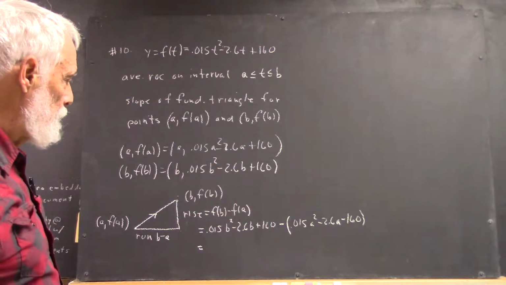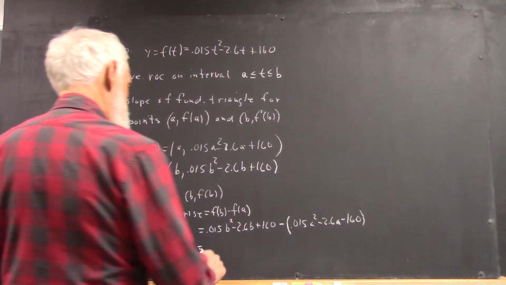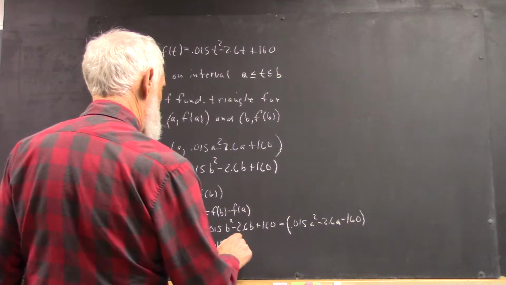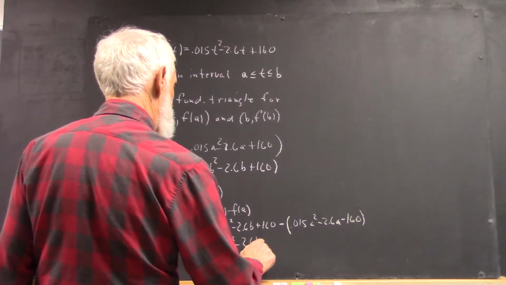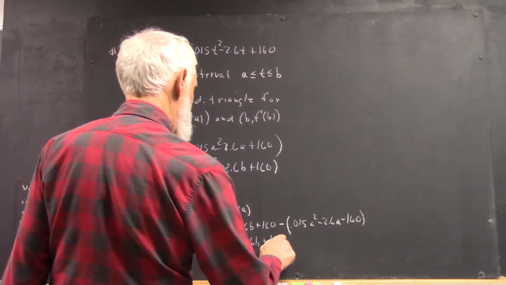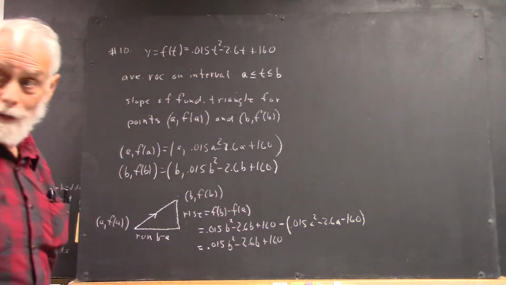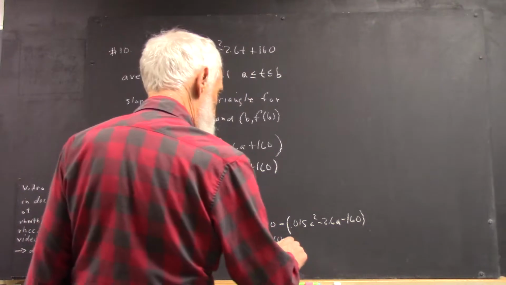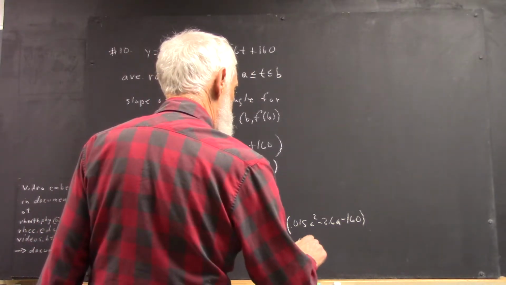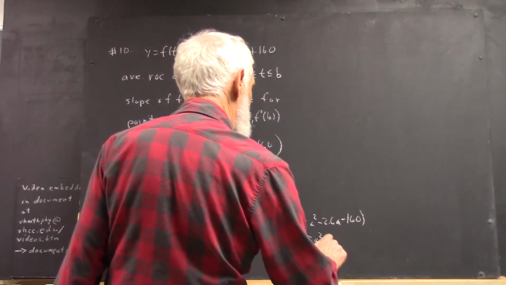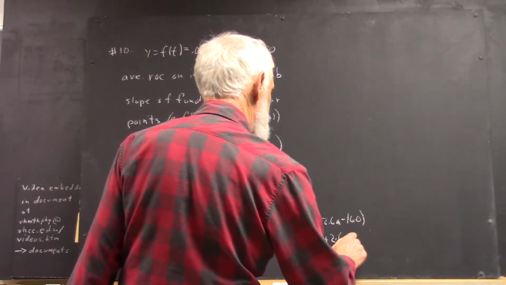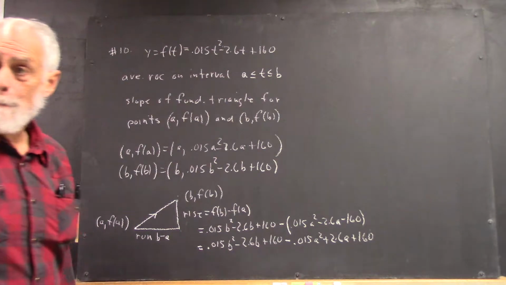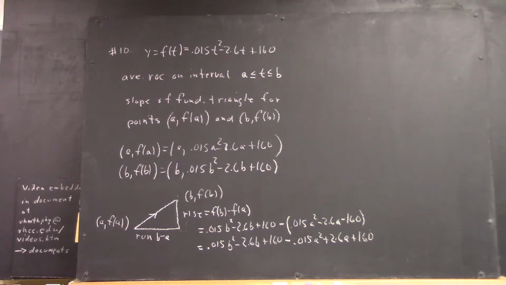Now, how can we simplify this? Well, I'll be gentle. I won't skip any steps because I don't want you to skip steps at this point. Okay? Now we distribute the minus sign through here, giving us minus 0.015a squared plus 2.6a minus 160, right? Okay?